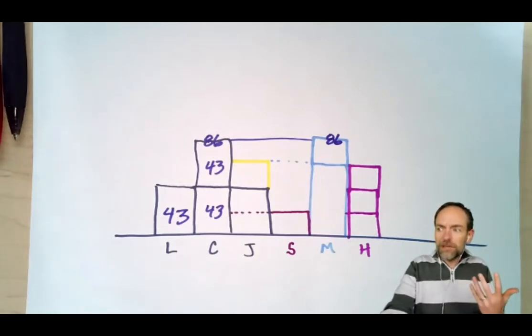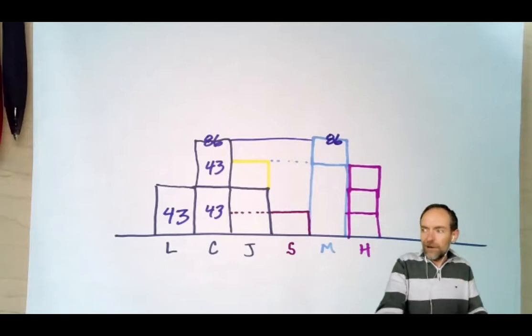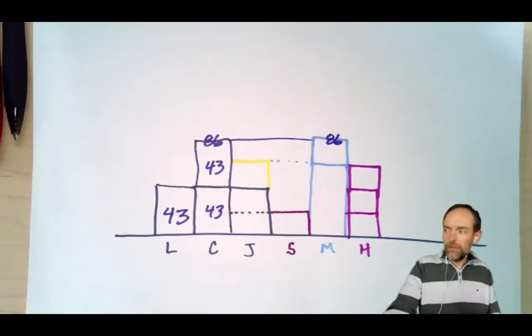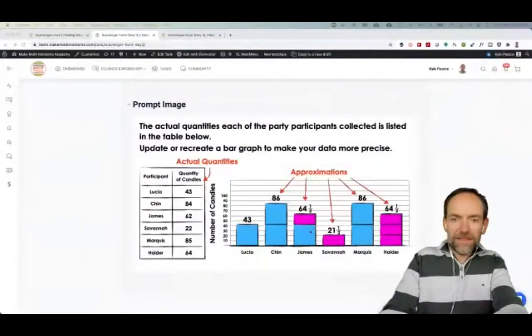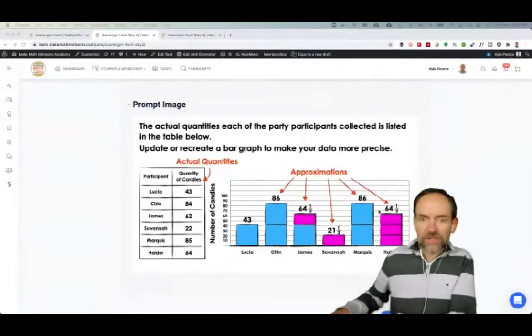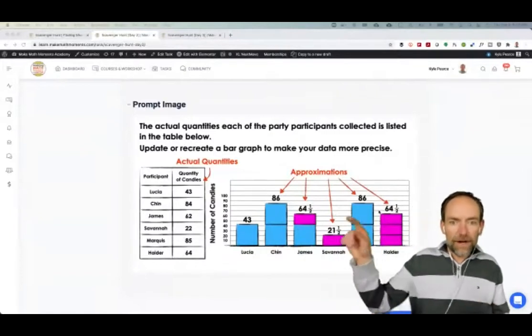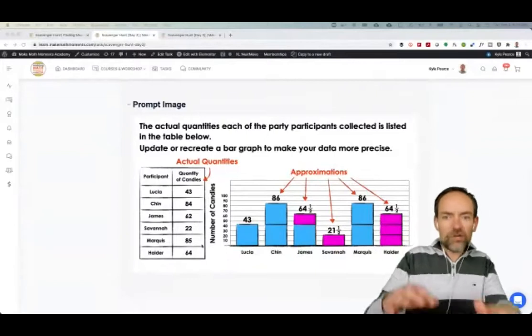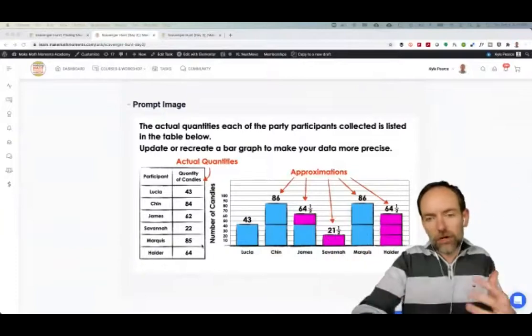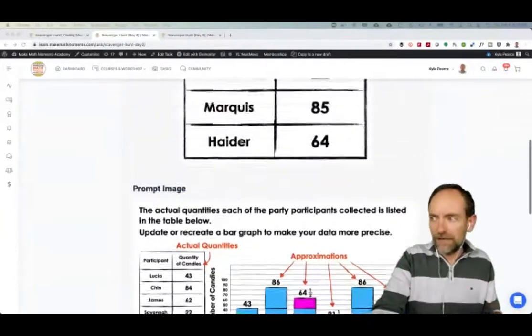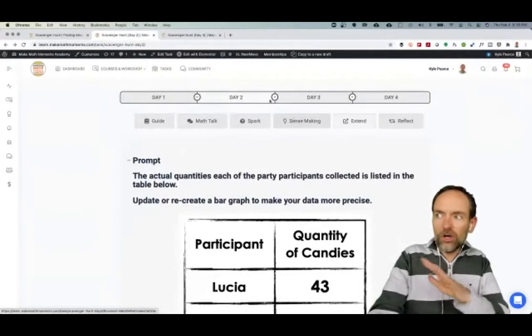So with this particular problem, there's lots and lots of awesomeness. This is the approximation students would have come up with, and then the actual quantities. I was going to say these are what they would have come up with when they actually used the quantity for Lucia and the quantity for each. And then we give them the actual quantities for this opportunity to update their bar graphs and improve their bar graph, almost like a good copy of it. And that is all of day 2.